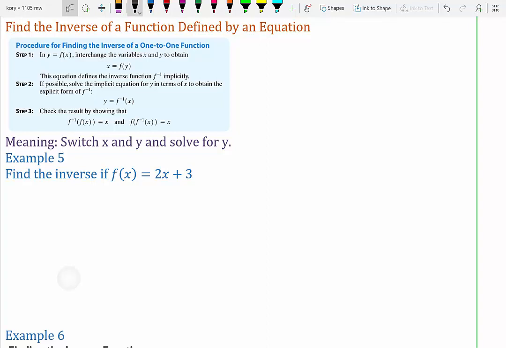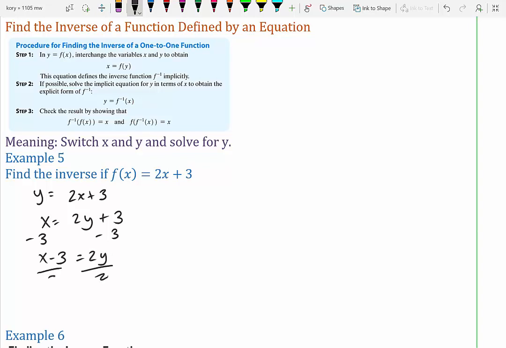So f of x is the same thing as y, so we have y equals 2x plus 3. And to find the inverse, you just switch them. So we have x equals 2y plus 3. Now solve for y. So to solve for y, we subtract 3 to both sides. We have x minus 3 equals 2y, and then divide everything by 2. So we have x minus 3 over 2 equals y. Now you need to let the reader know that that's an inverse. So it would be x minus 3 over 2 equals, and then just function notation stating that it's an inverse.